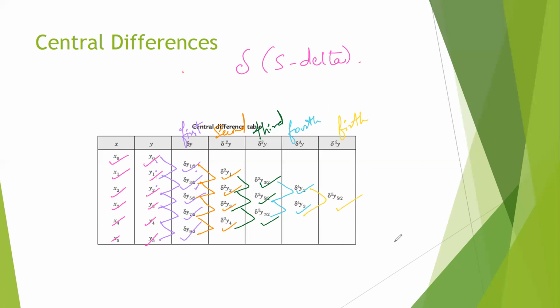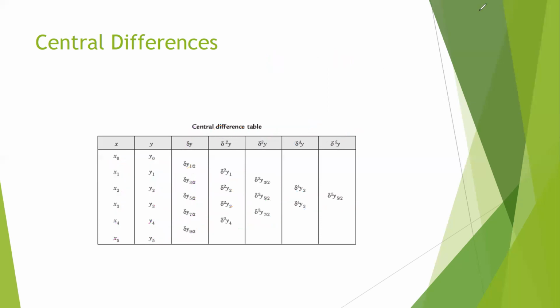And here one more new point is, when we are calculating these differences, the average of the suffixes will be considered as the suffix of the difference operator. So like this, with the help of this central difference table, we can understand many central differences, like first central differences, second central differences, third central differences, fourth central differences, fifth central differences. Okay. So with this, we completed finite differences.